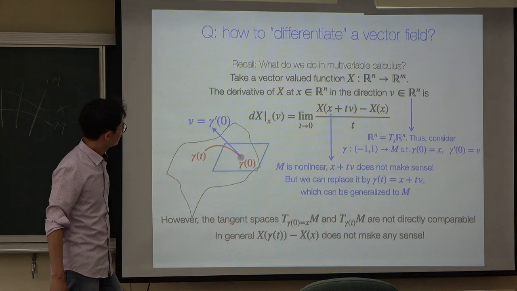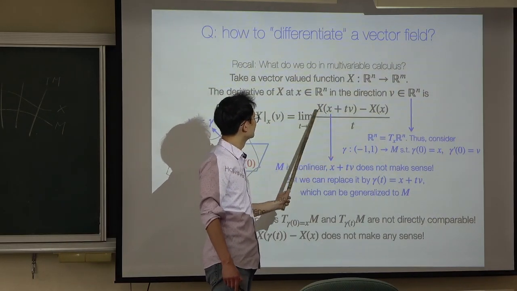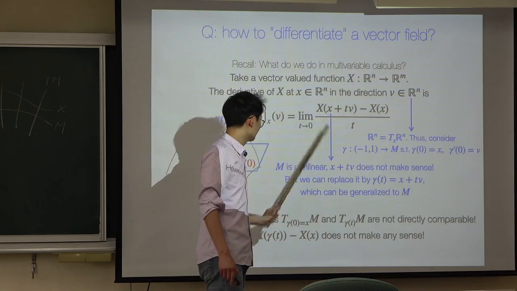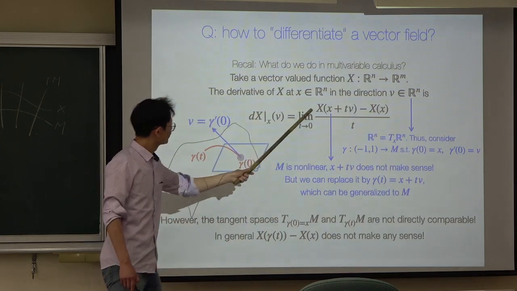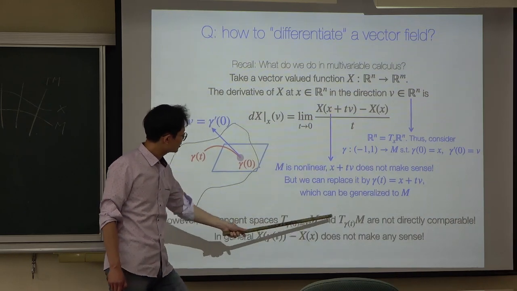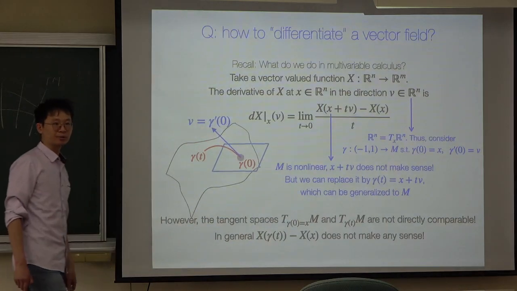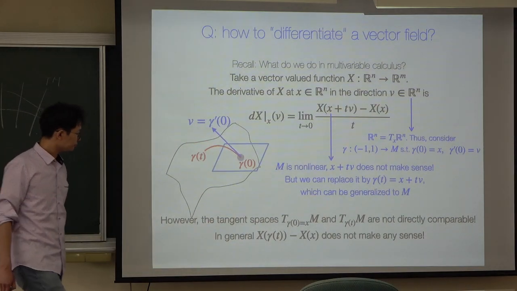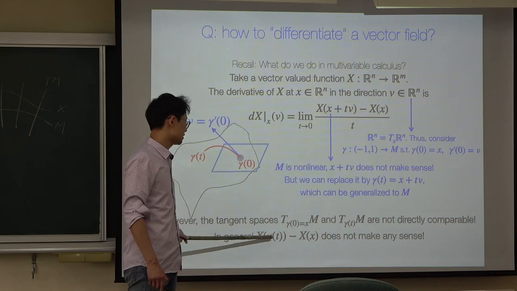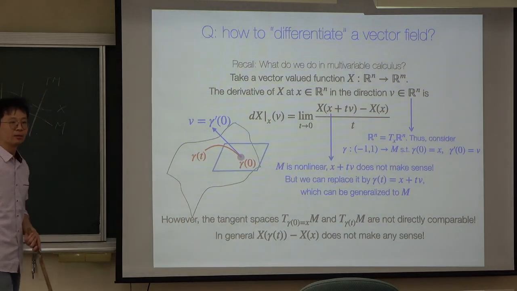However, this is still insufficient for us to generalize the differentiation. Why? Because the vector space at x and the vector space at gamma of t are not comparable in general. They are not comparable. So in general, you cannot say how to do the subtraction. This doesn't make any sense.